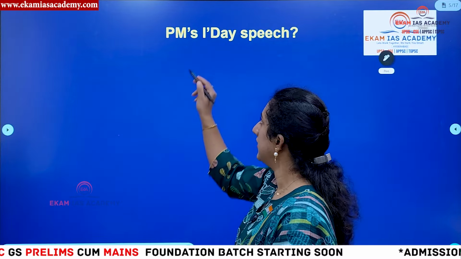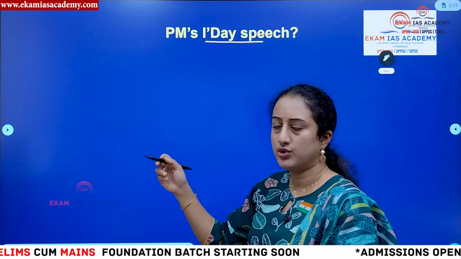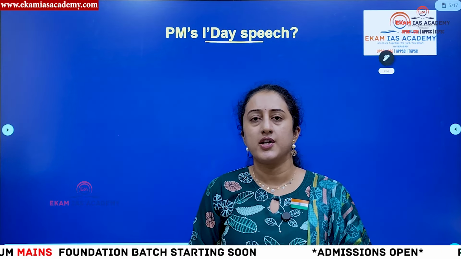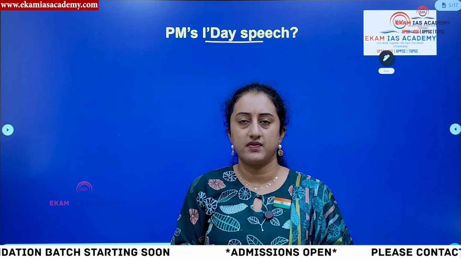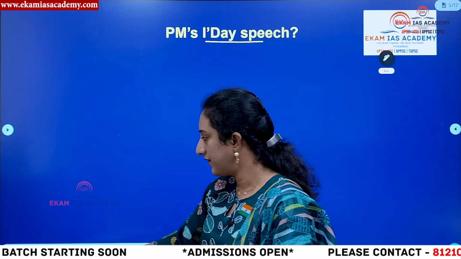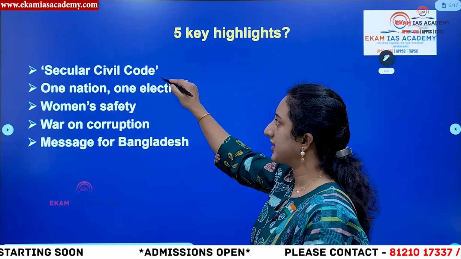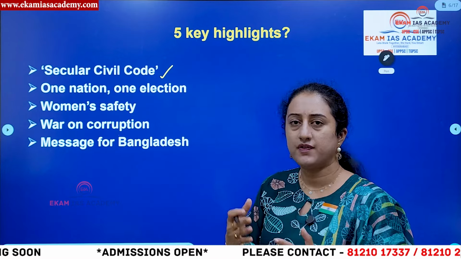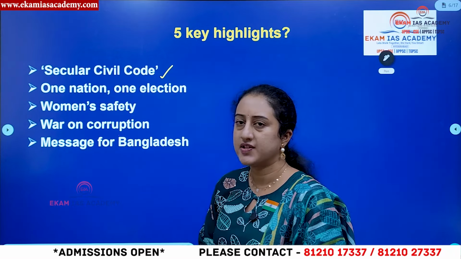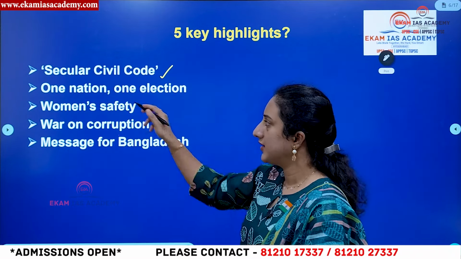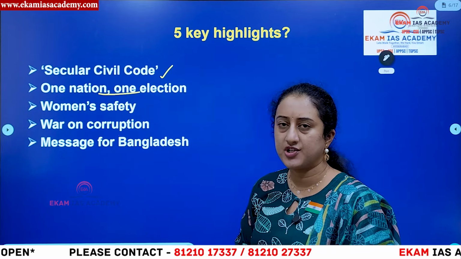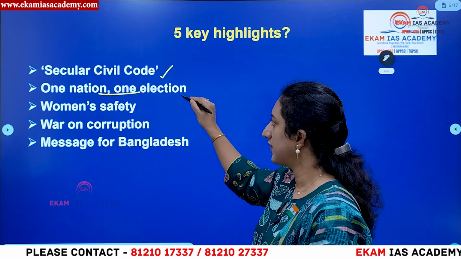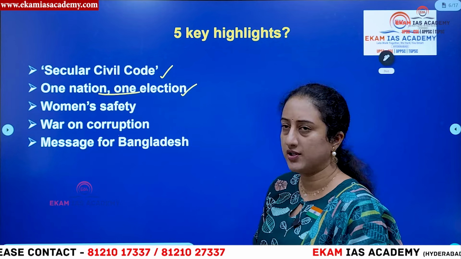So if you have seen here, the Prime Minister's speech, as I told you, will be at the Red Fort only. This is almost the lengthiest speech which the Prime Minister has given in the third term, right? So what is the key highlight? He has focused on 5 major things. One is the secular civil code. We'll understand what this is. Then he also focused on one nation, one election, which is nothing but simultaneous elections, right? So the major discussion of this government is also over this particular issue.